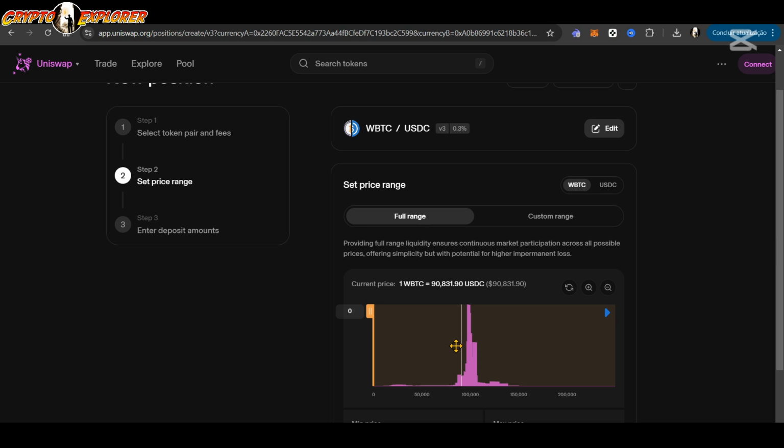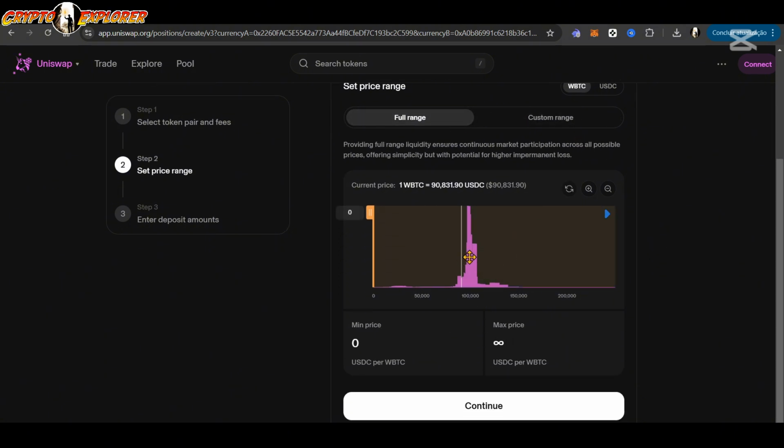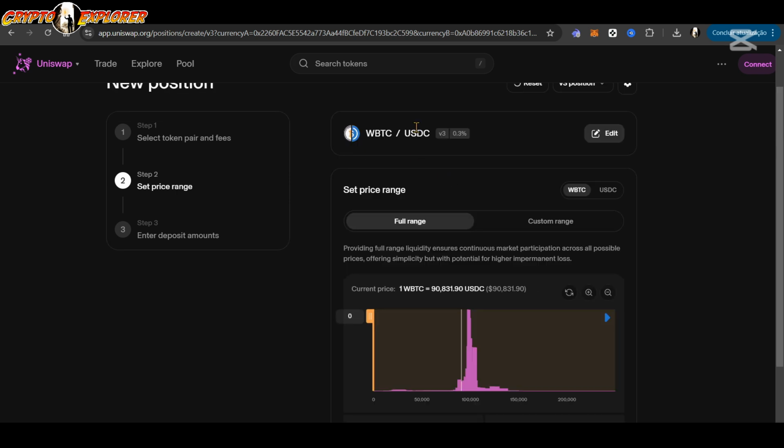So likely you will experience impermanent loss mostly if the price of Bitcoin falls. So that's why you don't want to go with very tight ranges, okay? Because what's going to happen is that when Bitcoin falls, all of your percentage of the pool that is made up from USDC is going to be sold for Bitcoin.